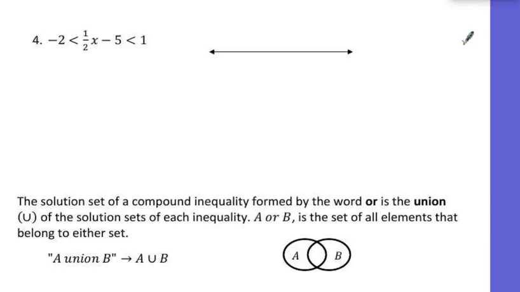Our last intersection example for right now. Negative 2 less than 1/2 x minus 5 is less than 1. Again, this is another intersection question, and we have two inequality signs, so three expressions to work with. We're going to isolate the x term in the middle, so we'll add 5 to all three sides. This is going to give us 3 is less than 1/2 x is less than 6.